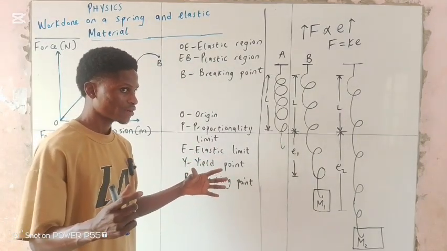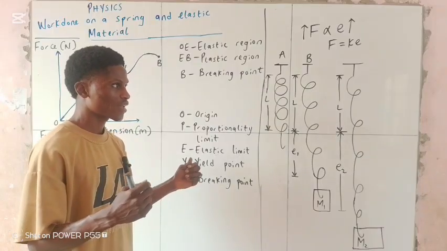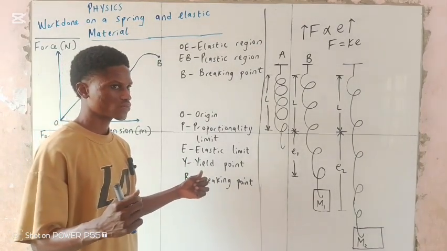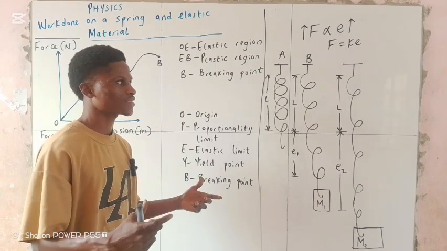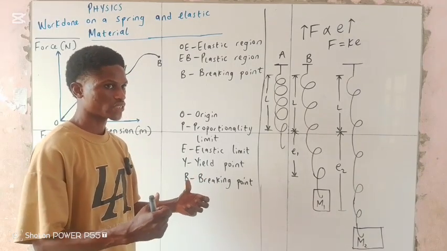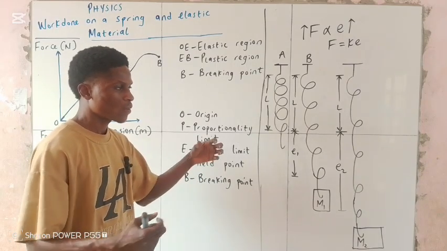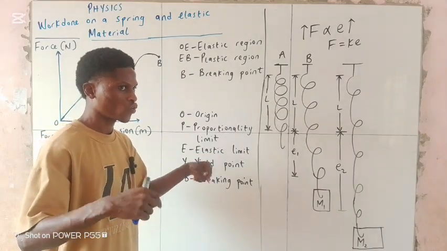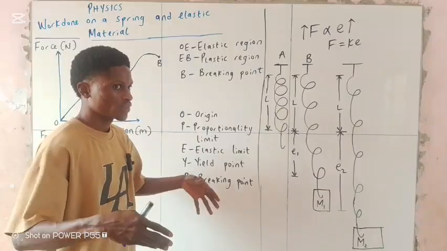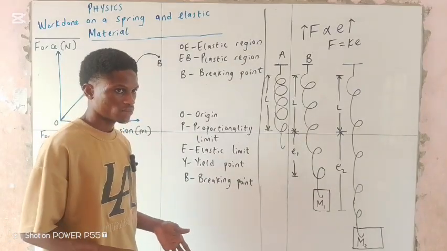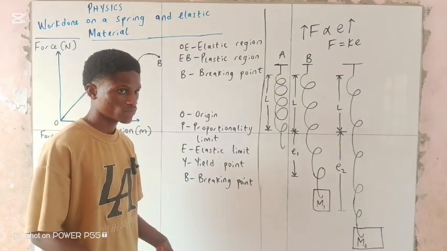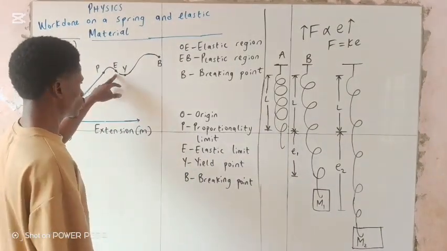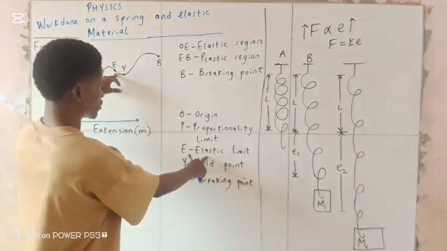Can no longer extend. If you drag a rubber, or let me say a plastic or a spring, and you apply force to a point, that particular spring or rubber can no more extend. The limit has been exceeded. So you have gotten to the elastic limit. So this is the elastic limit here.